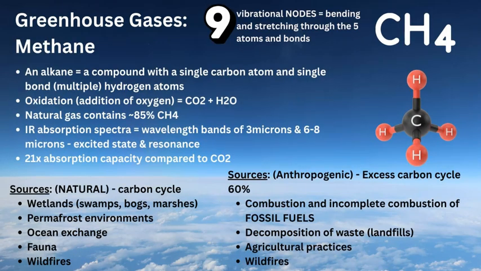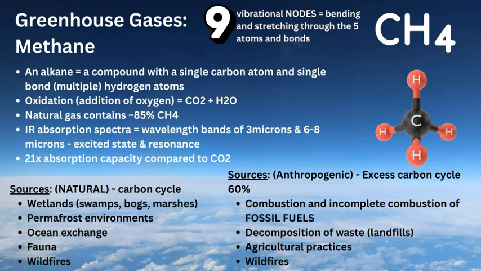Our next greenhouse gas is methane, which is CH4. It's part of the carbon cycle, and it can get into the atmosphere through both natural and anthropogenic sources, the natural being through wetlands, swamps, bogs, and marshes, release of permafrost environments, ocean exchange with the atmosphere, different kinds of animals, and wildfires, whereas the anthropogenic sources of methane come from the combustion or the incomplete combustion of fossil fuels through transportation exhaust gases, the decomposition of waste through landfills, agricultural practices, and also human-caused wildfires.